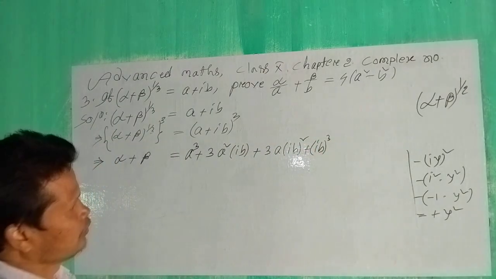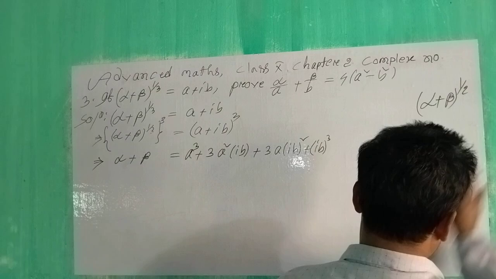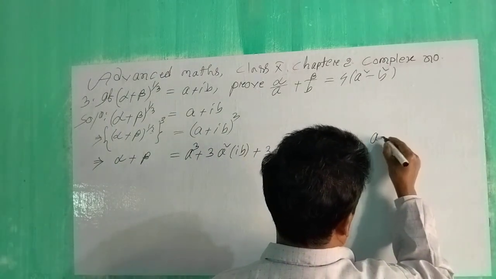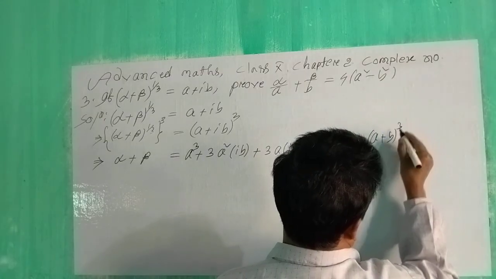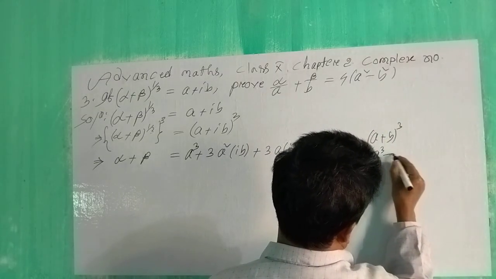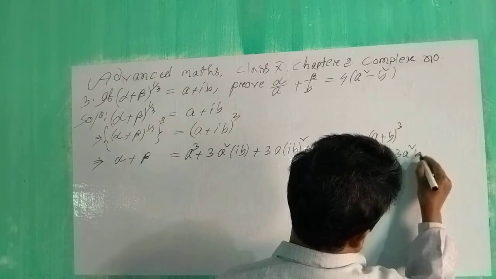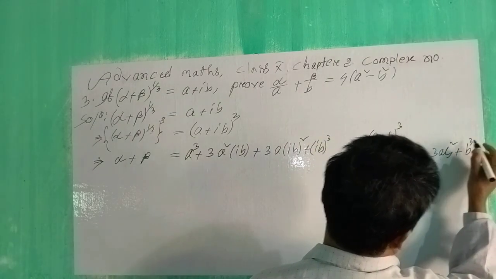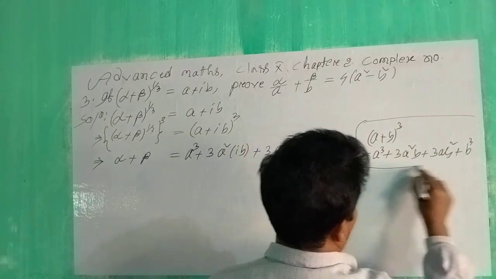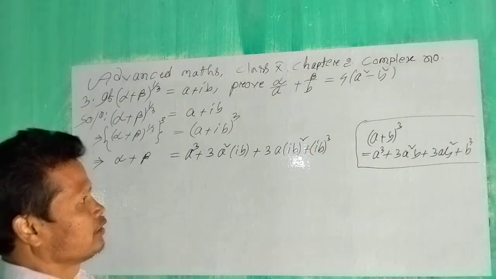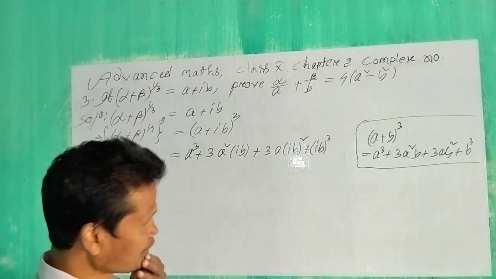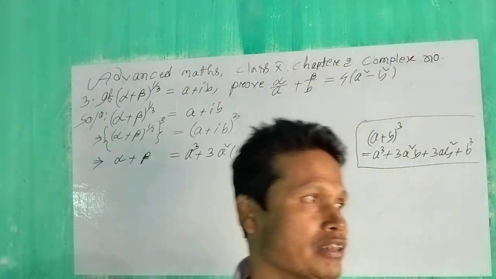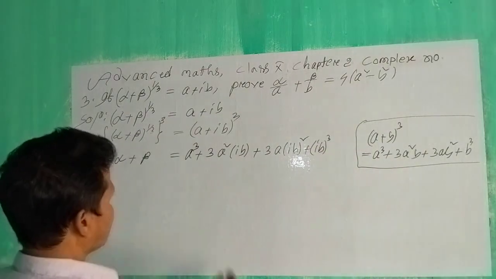We are going to use the formula a plus b whole cube equal to a cube plus 3a square b plus 3ab square plus b cube. Yes, a plus b whole cube equal to a cube plus 3a square b plus 3ab square plus b cube. This formula is very important. Yes, next.